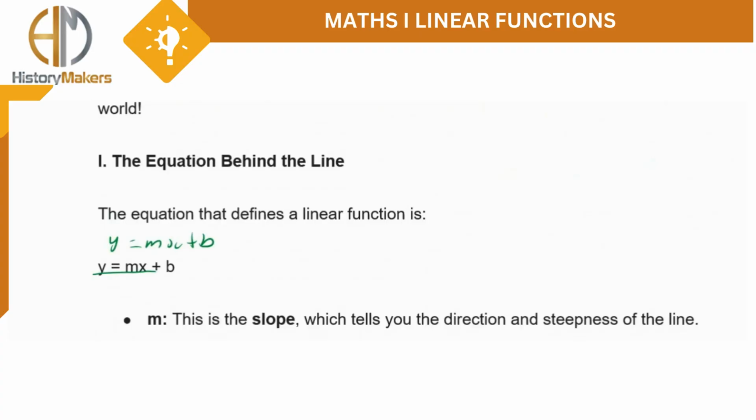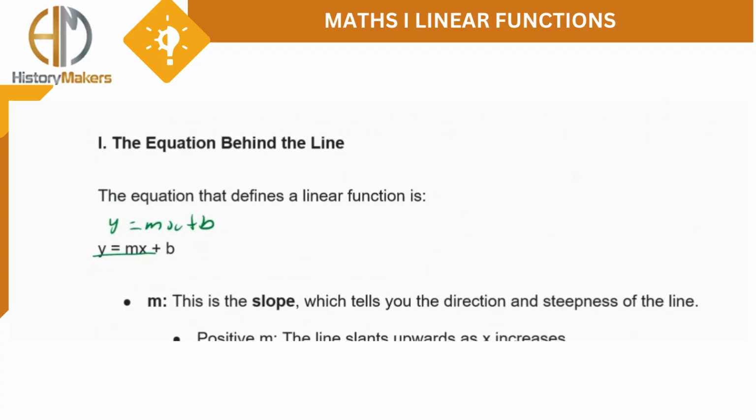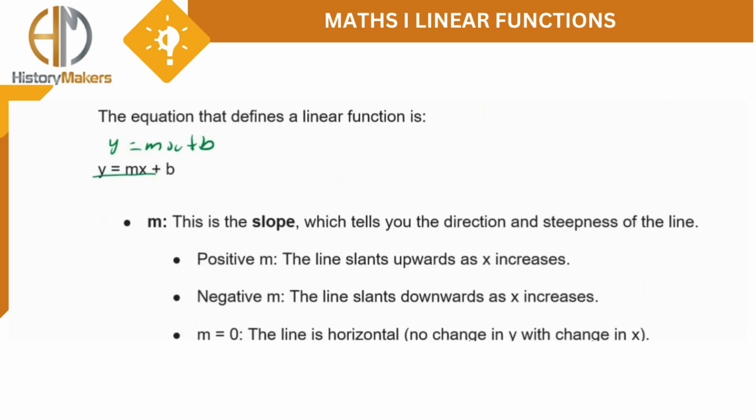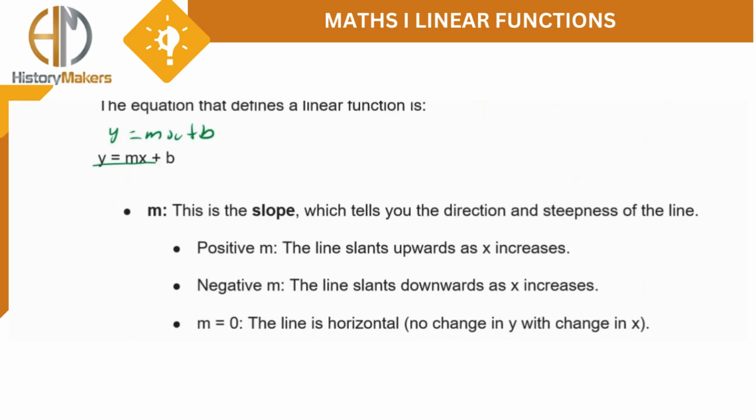What is that? m is what we call the slope of the line. m is the slope which tells you the direction and the steepness of the line. So we have positive m and negative m. The line slants upwards as x increases, slants like this. This is a positive one, and we have the negative slope. The line slants downwards as x increases. It's like this.